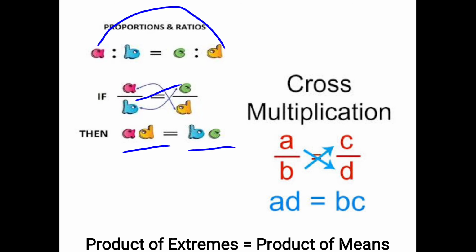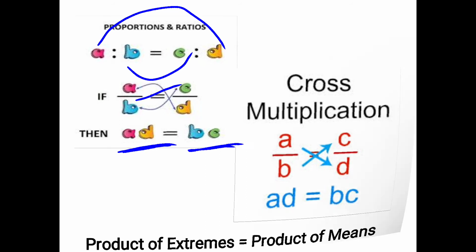So A into D, B into C. A into D, B into C. This is called multiplying the proportions. Here also I have given the same method, A by B cross multiplication. A by B is equal to C by D. That is AD is equal to BC.